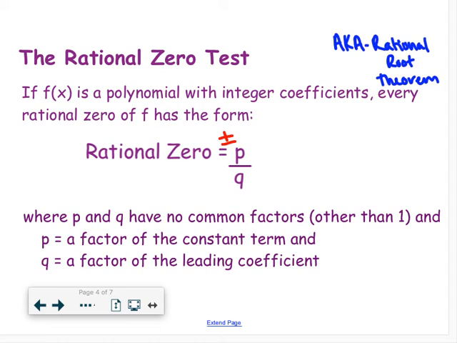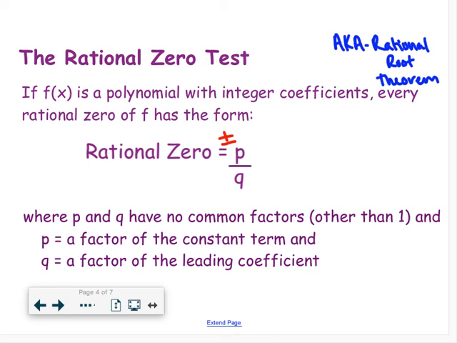So in the beginning, there's just like a quick stipulation, right? The polynomial has to have integer coefficients, so nice number coefficients. Most of our polynomials that we work with are going to have integer coefficients. Then it talks about every rational 0 of f has the form plus or minus p over q. So you don't have to worry about whether it's positive or negative. It could be either. Because we could use positive factors or negative factors to get our p's and our q's.